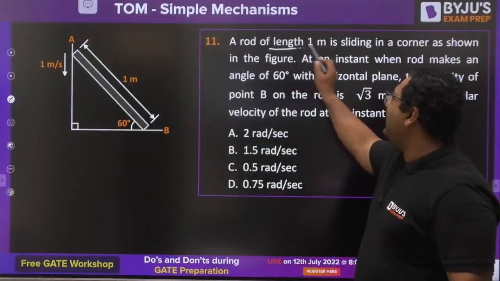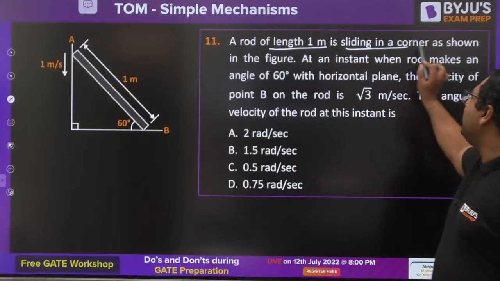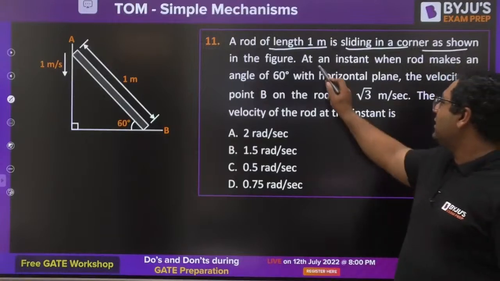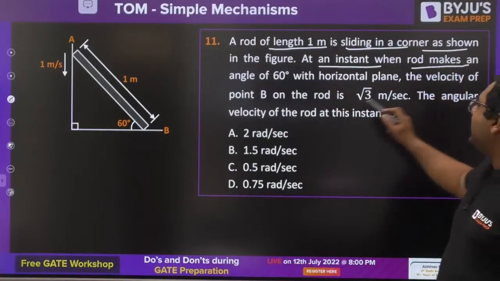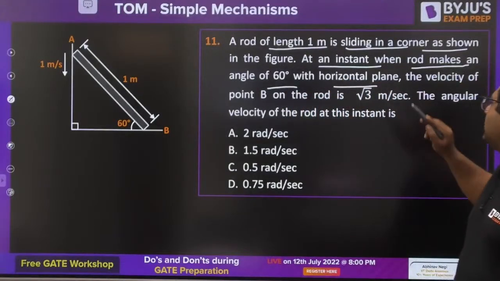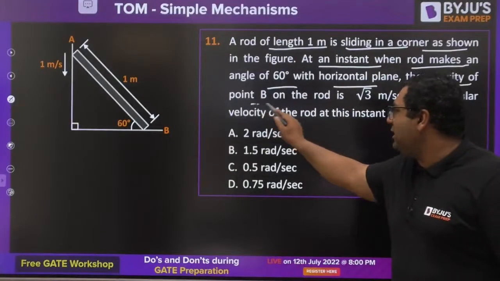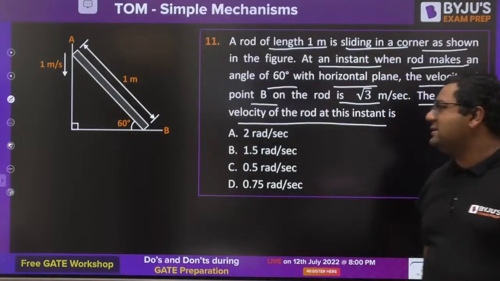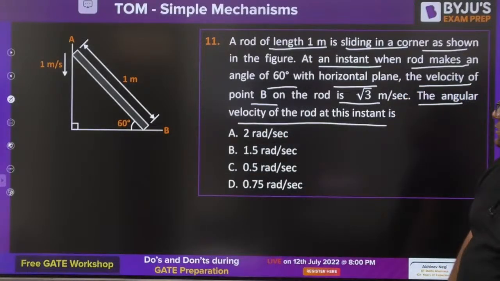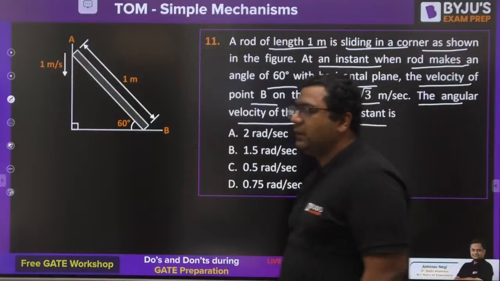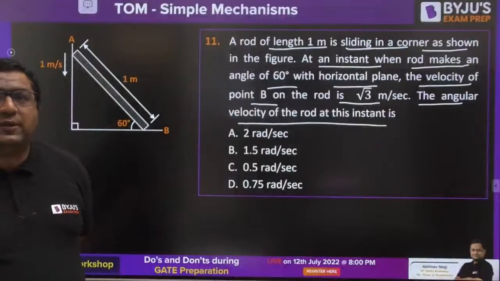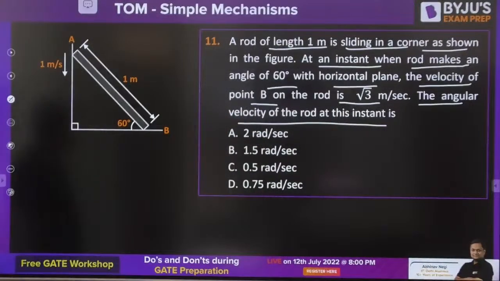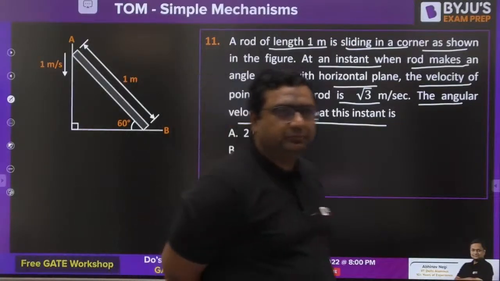So a rod of length 1 meter is sliding in a corner as shown in the figure. At an instant when the rod makes an angle of 60 degrees with horizontal plane, the velocity of point B on the rod is √3. Find the angular velocity of the rod at this instant. This is a very easy question. Solve it, guys.